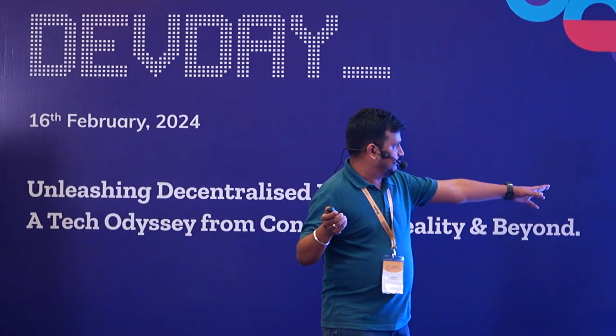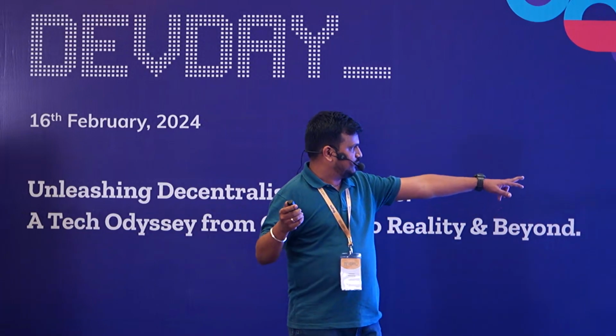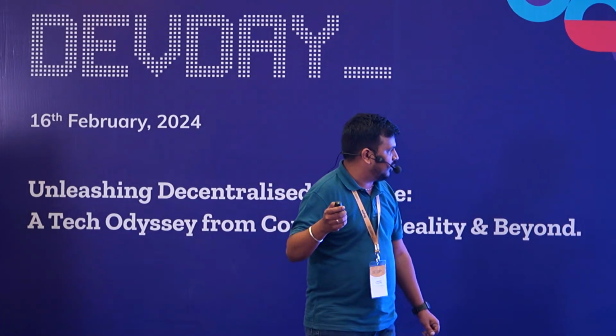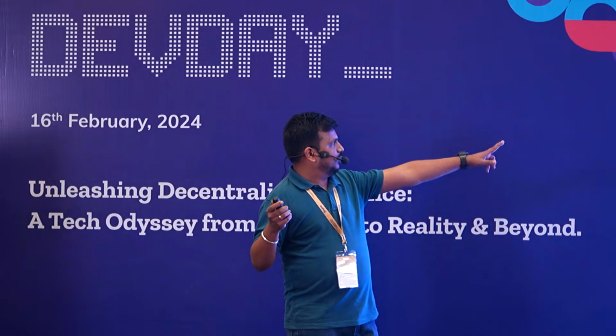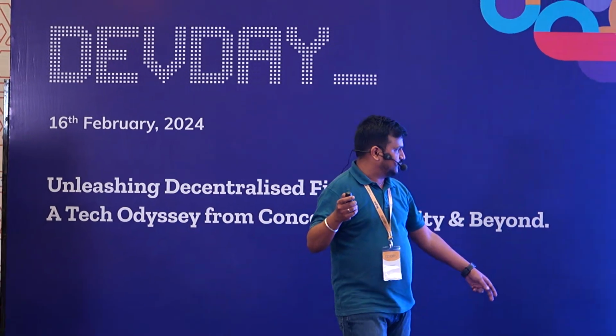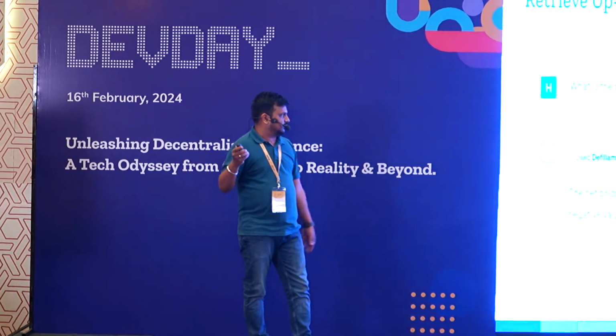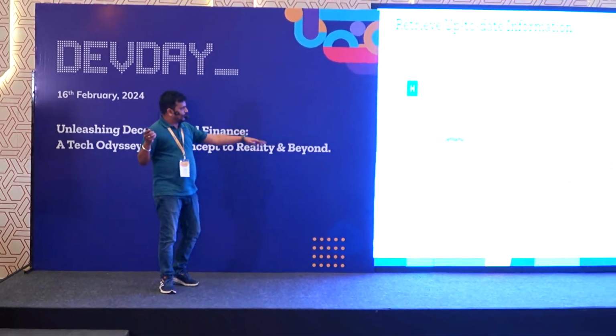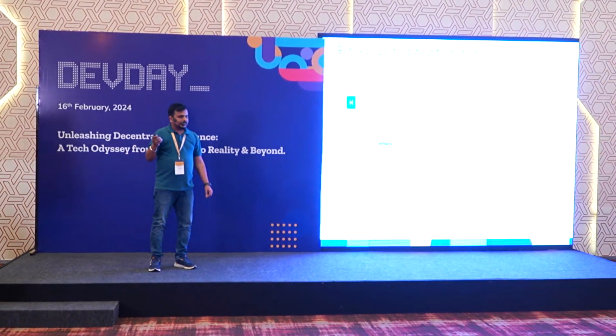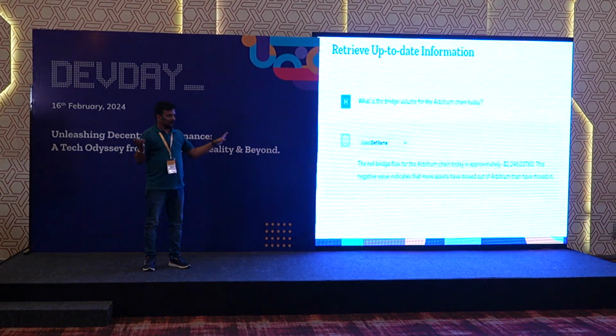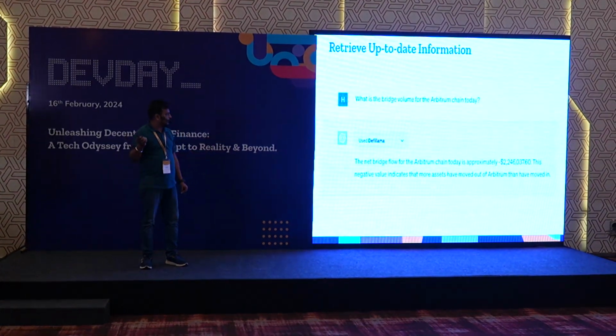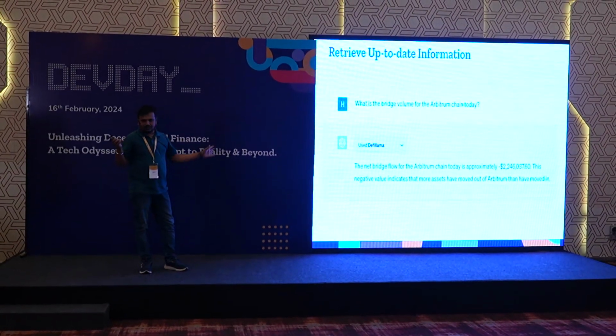This is with the ChatGPT Plus interface, where it says it used the DeFi Llama plugin, and the question is the bridge volume of Arbitrum chain today. So this is the response you get. And of course, if you ask the same question of any typical LLM that is not aware of these things, then it won't be able to help you with any of these kinds of details.